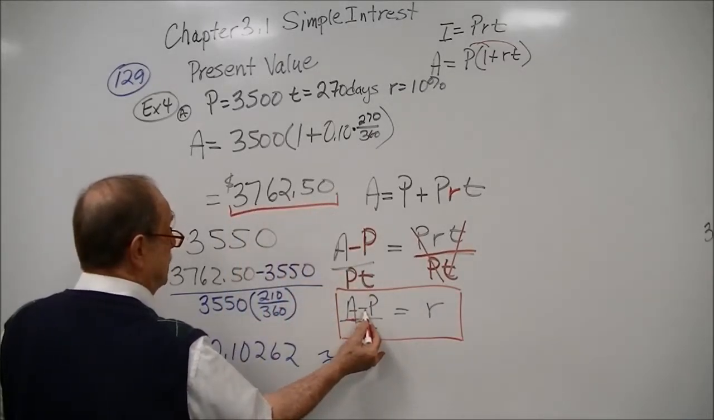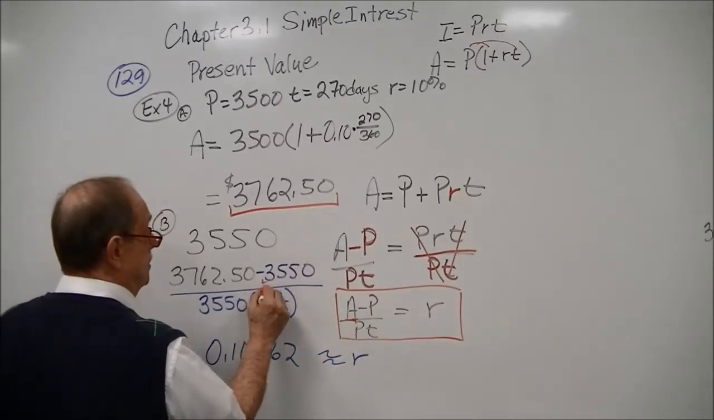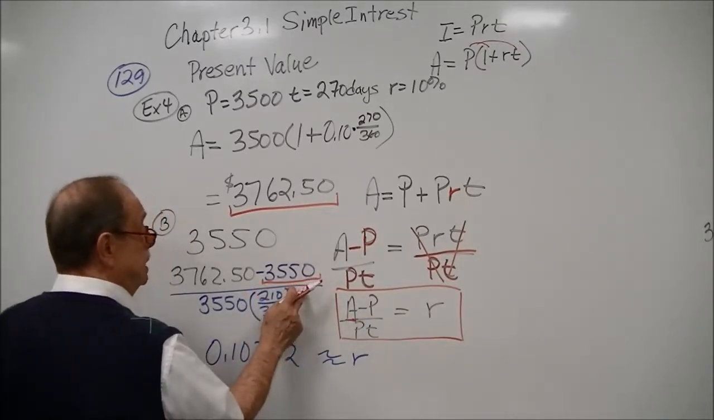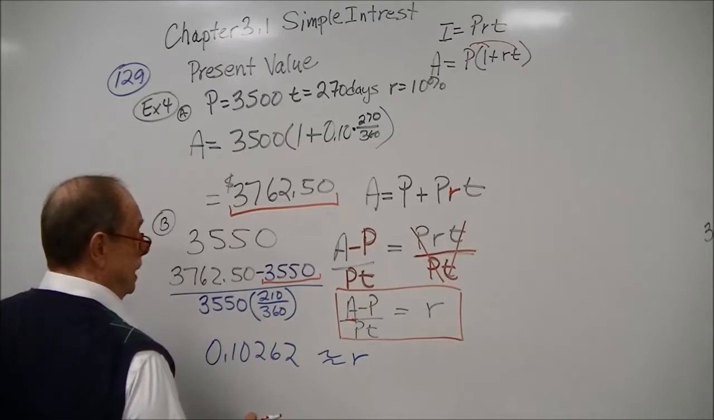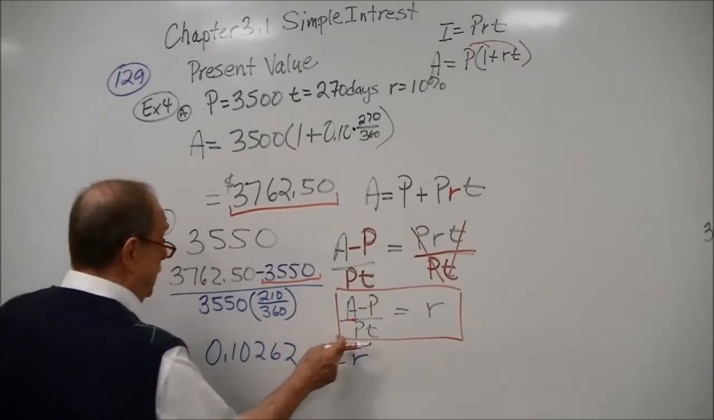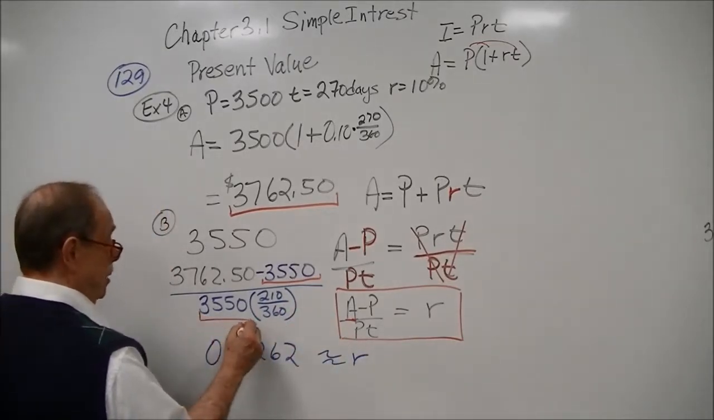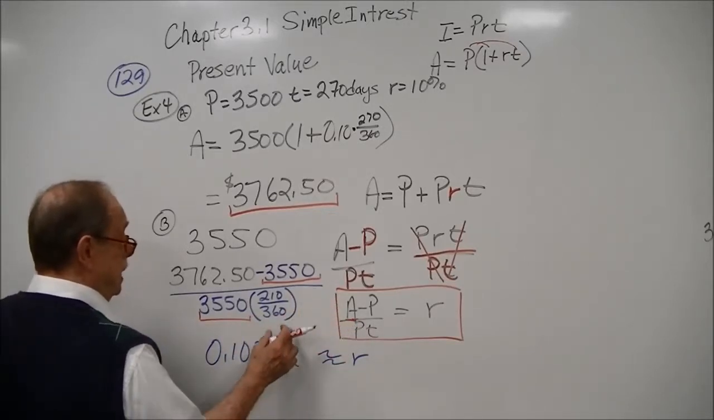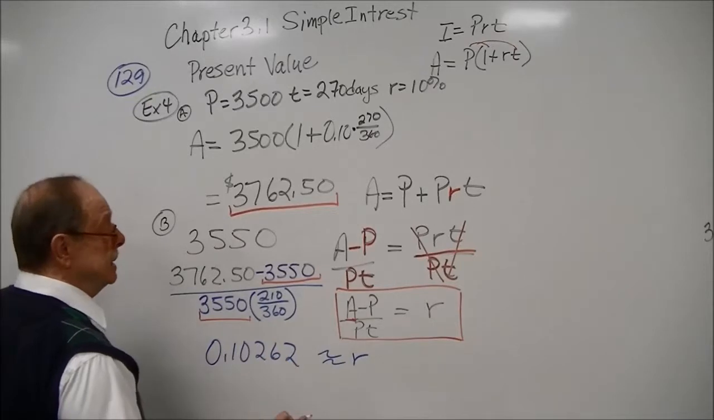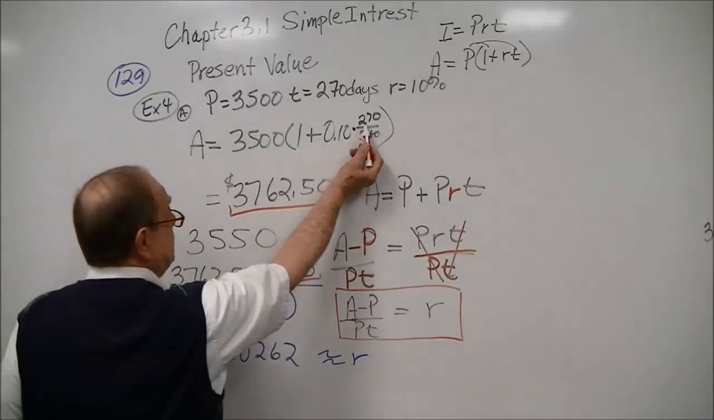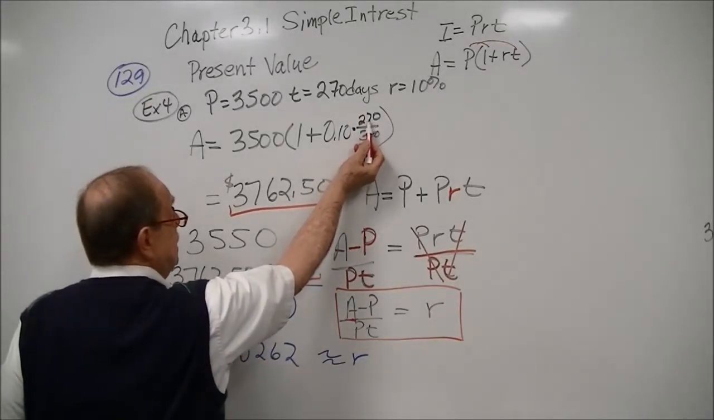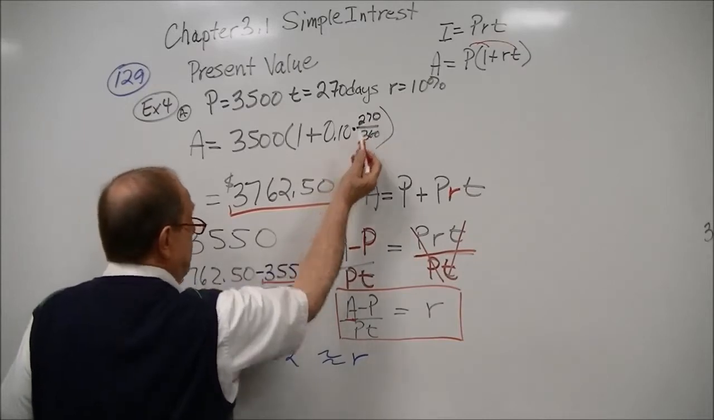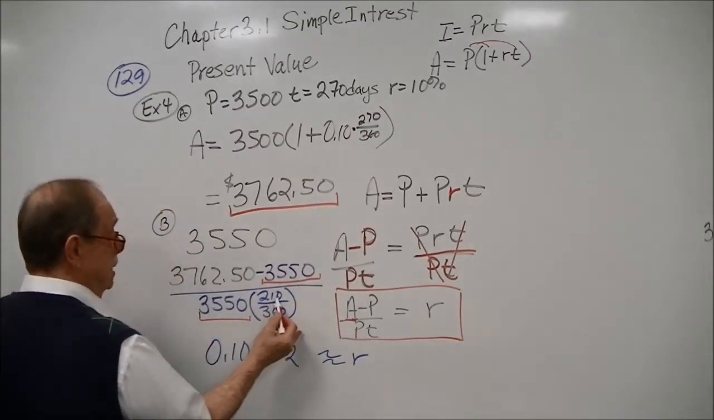I'm going to subtract it from what I sold it for. Remember, I sold that T-note for this. And then I'm going to divide it by my original principal at that time. And notice it was 60 days later, so I had to subtract 60 from the 270, and I get 210.